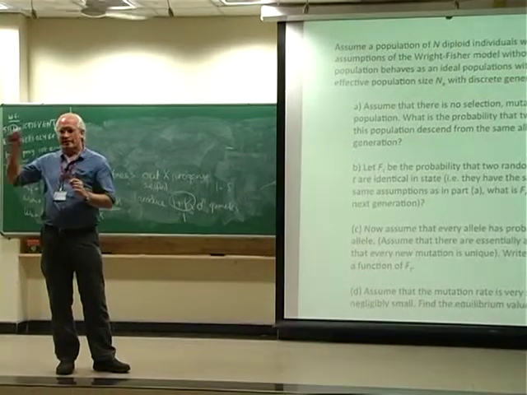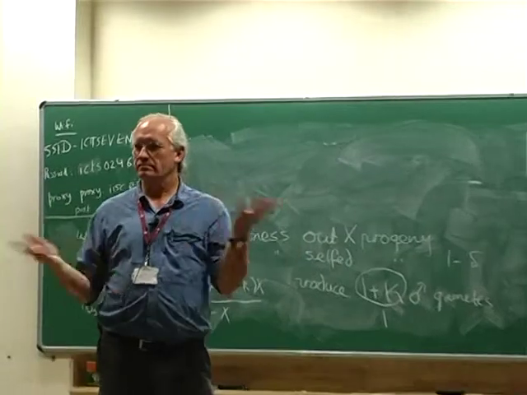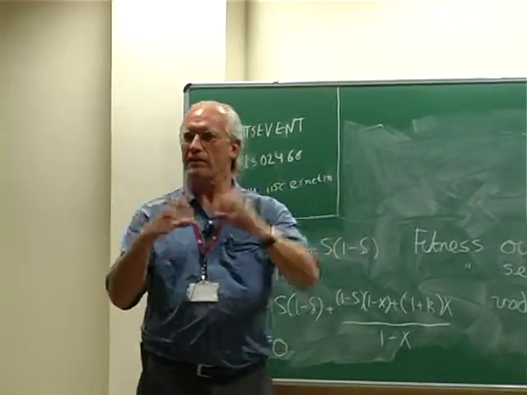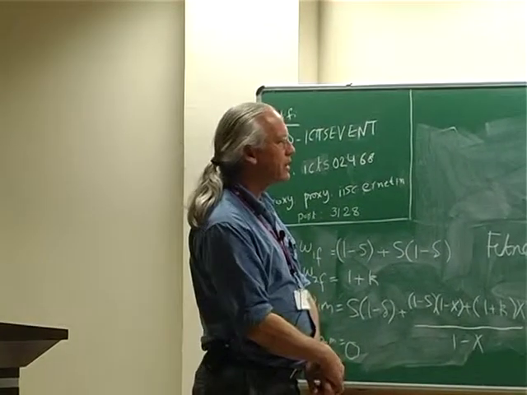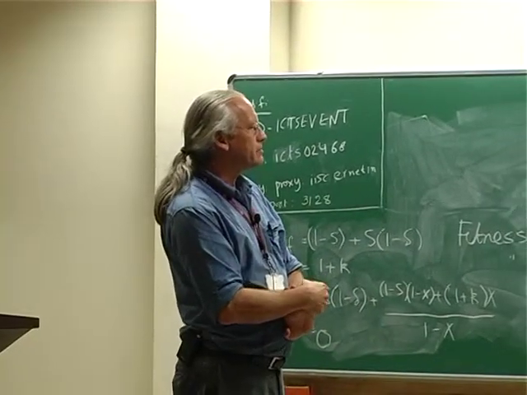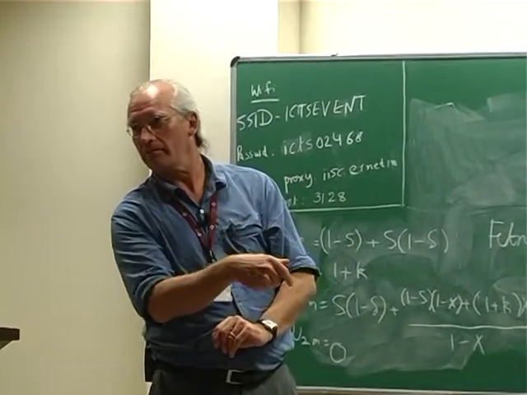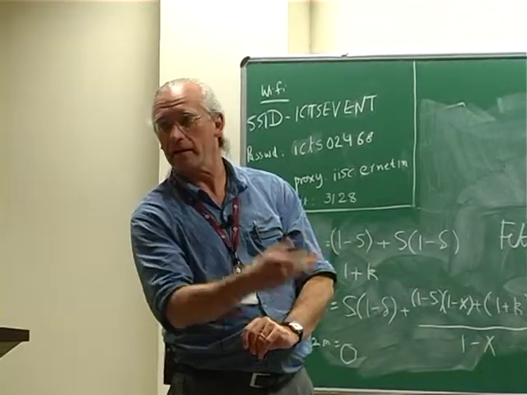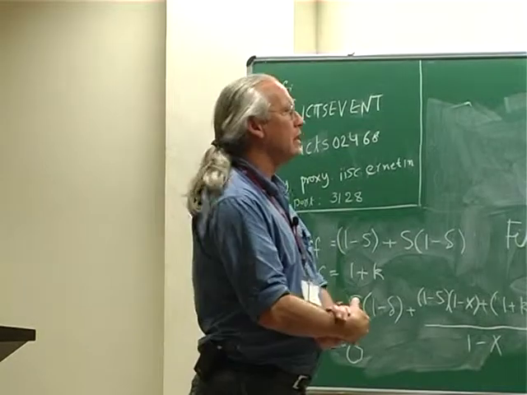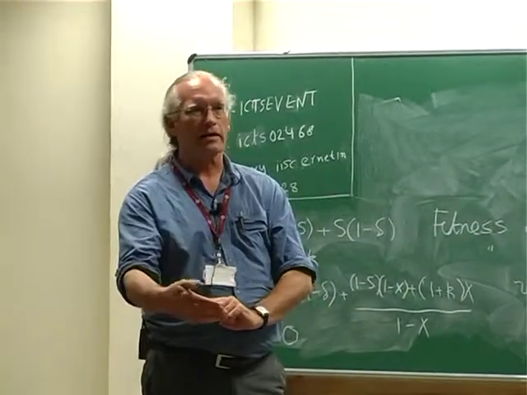ACCCT for one and ACCCT for the other one. They look the same. We don't know how they got that way, but we don't care. They are the same. So identical in state, have the same DNA sequence. Okay. So using the same assumptions as before, that we have an ideal population, no selection, no migration, no mutation, what's F at time t plus 1, the next generation?